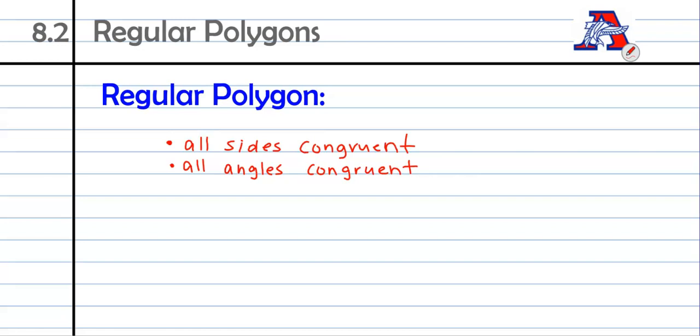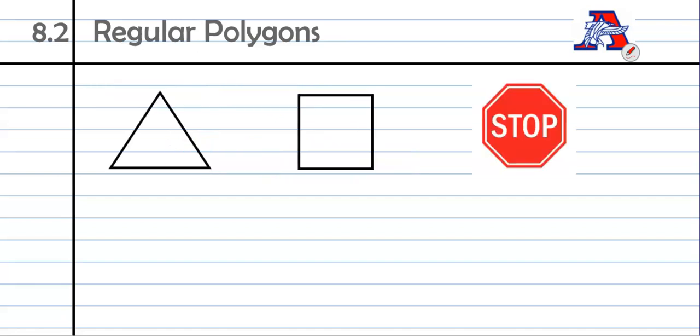So it's a special one. It's one that's very symmetrical, very nice, and very fun to work with sometimes. So a couple examples here. A regular triangle. There's a picture of a regular triangle here. Normally we don't call it a regular triangle. We've talked about this one. If you have a triangle with all three sides congruent and all three angles congruent, we would typically call that an equilateral triangle.